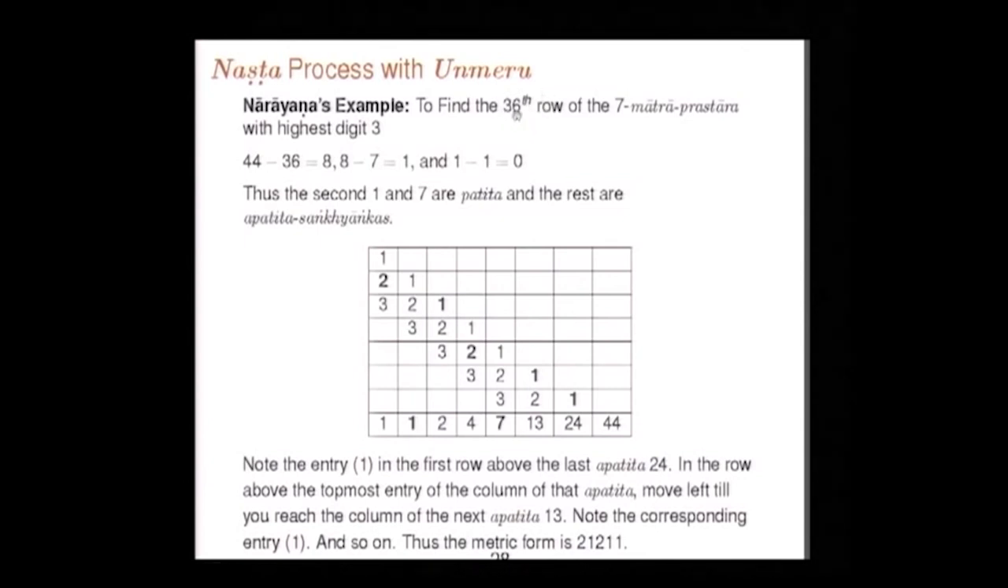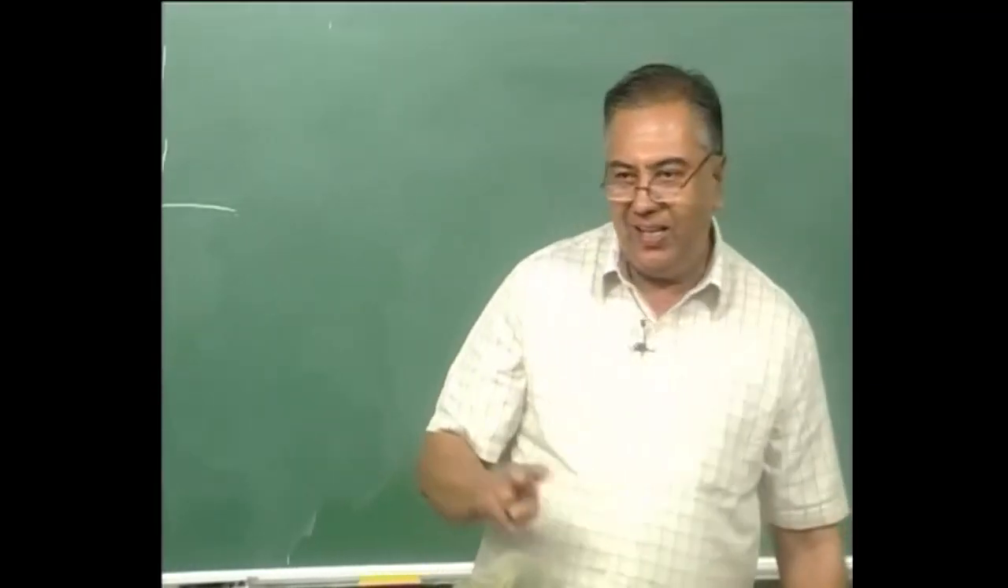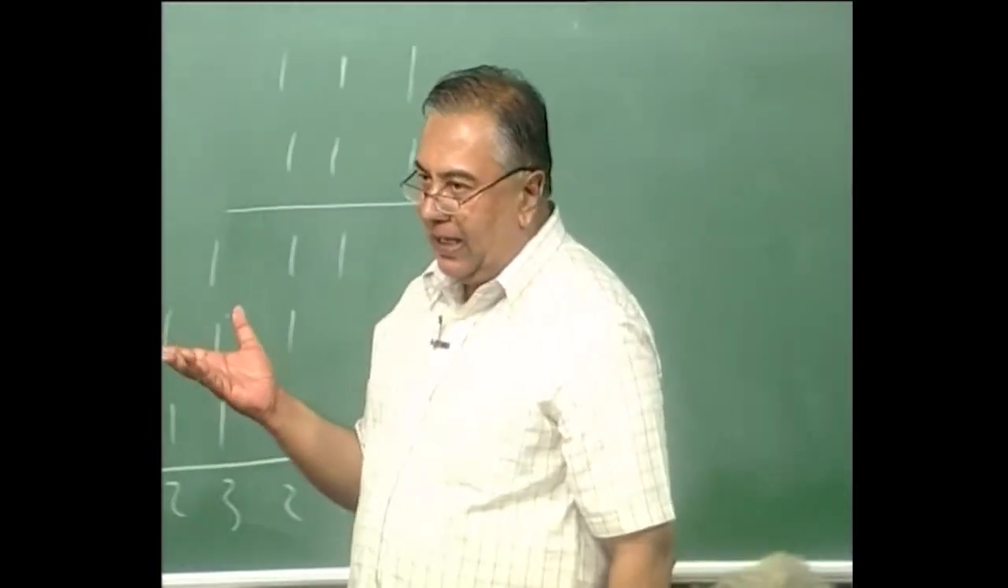So, what is the process? Start with 44, subtract 36 from it, 8 is left. You can only subtract this 7 from the 8, 1 is left. You can only subtract this 1 from this 1, 0. So, only 7 and 1 are the patitankas, only those 2 are the fallen numbers, all other numbers are apatita sankhyankas.